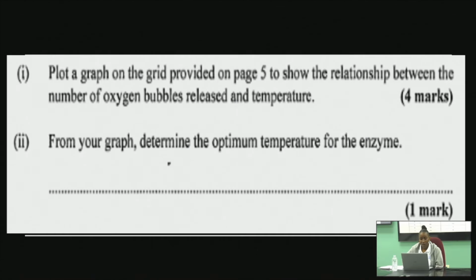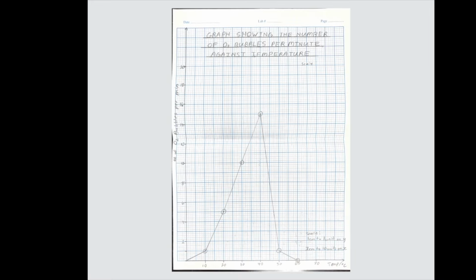Now, the first part of the question is going to ask you to plot a graph with the graph paper or grid provided in your booklet. At this point, we will bring up the graph that we would have plotted based on the data that we have been given. Now, it's a 4 marks question, which means that, as you can see on the graph on screen, there are certain things that you should have on your graph.